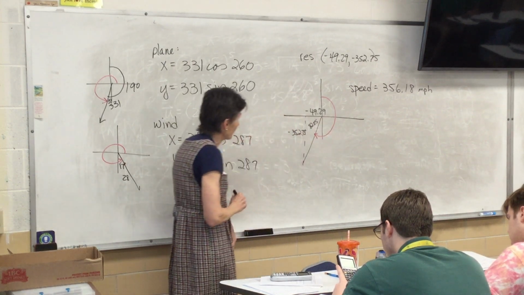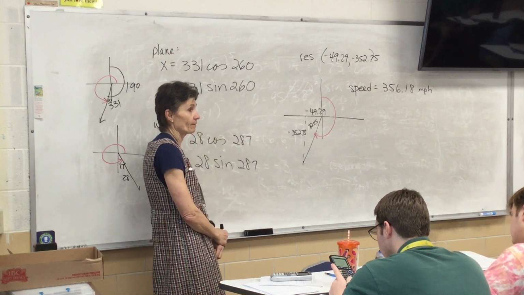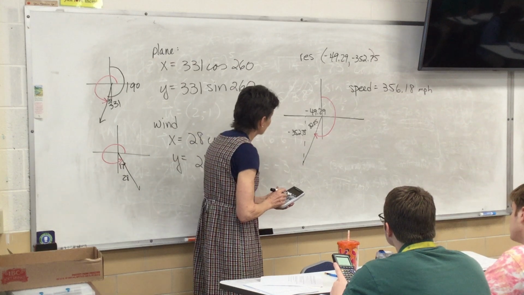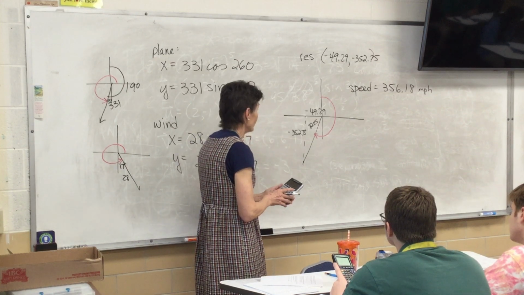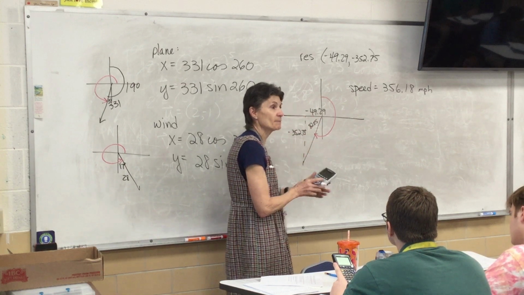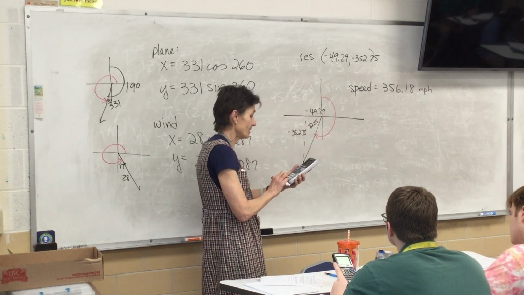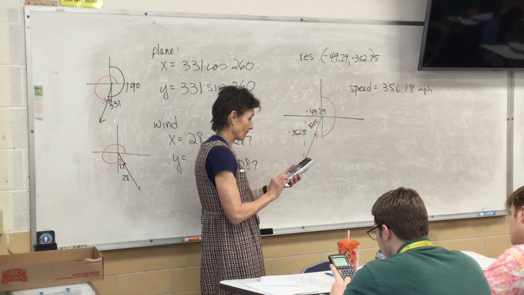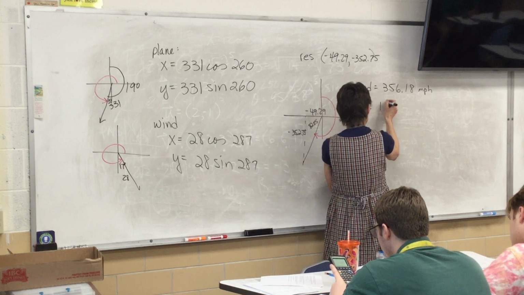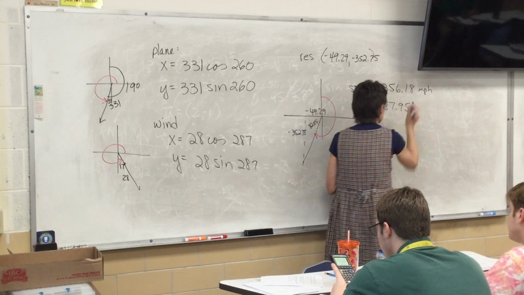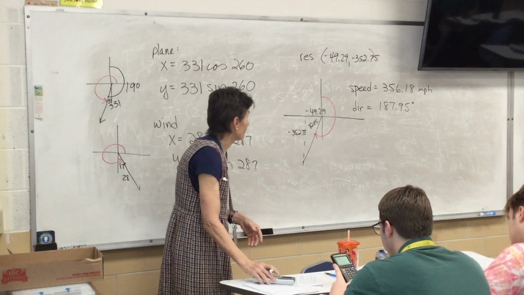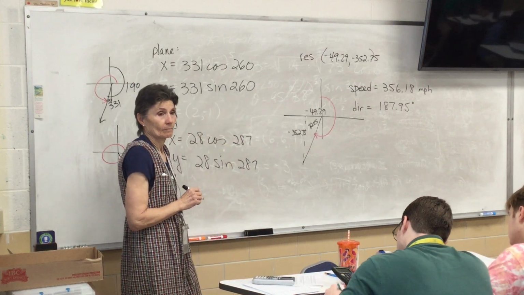So how could I get my red directional angle there? You can do 90 plus 82.05 plus 360 minus that. You could, or I could just use 270 minus that. Same thing. However you did it, your direction should be 187.95 degrees. Okay?